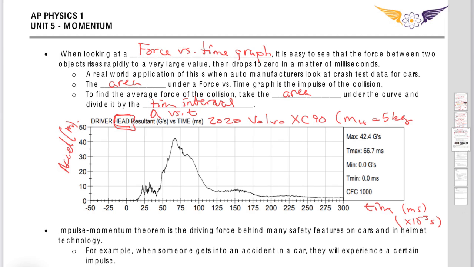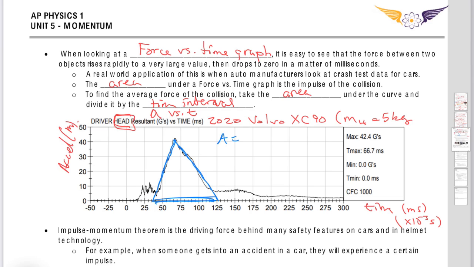Because oftentimes a force versus time graph does pop up on the AP Physics test. All right, so here's how that's done. You notice this is the impact right here. Okay, and I'm just going to draw this shape. It's basically a triangle, right? So I need to find the area of this triangle.